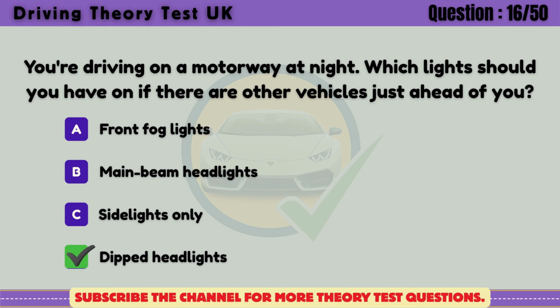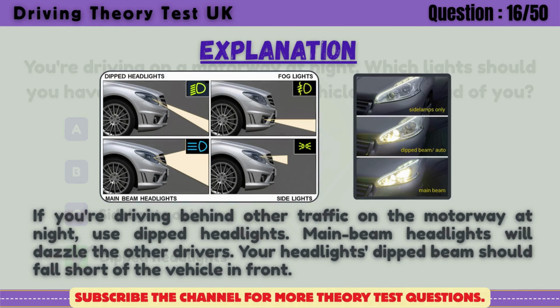Answer is D. Dipped headlights. If you're driving behind other traffic on the motorway at night, use dipped headlights. Main beam headlights will dazzle the other drivers. Your headlight's dipped beam should fall short of the vehicle in front.